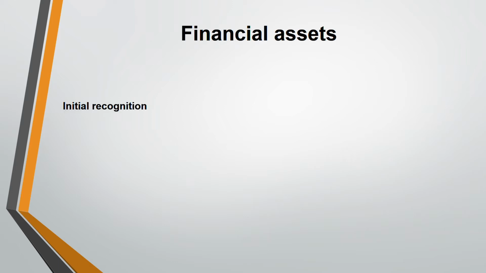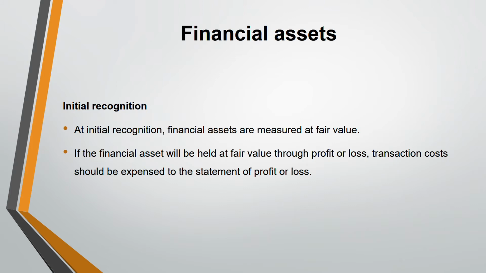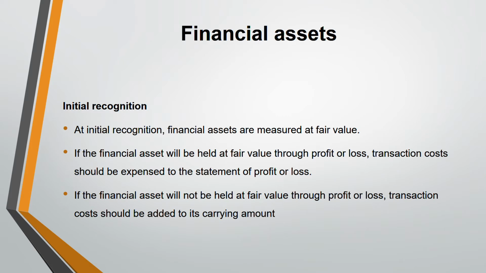So financial asset, as we have discussed previously, is a right to receive cash or financial or equity instruments, right? So here also you have to know the initial recognition and subsequent measurement, like how we went through financial liability. You initially recognize a financial asset at fair value, same as your financial liability. And if it is held at fair value through profit and loss, then transaction cost is expensed to profit and loss.